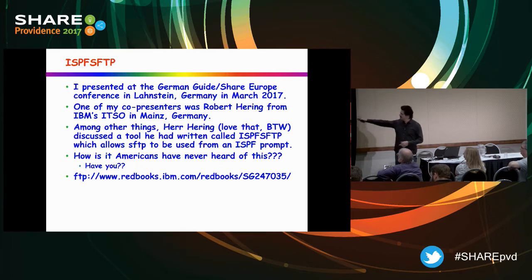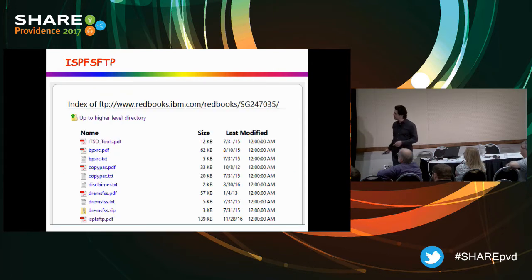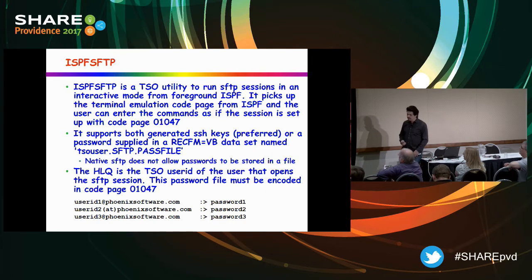So that's the URL there to get to this page with all these tools. And it's actually really big. There's a whole bunch of stuff out there. But the one that we're looking at today, the one at the very bottom there, is ISPF SFTP. And what it is, basically, is a TSO utility, but it runs under ISPF. And it allows you to do an SFTP session right from your ISPF session.